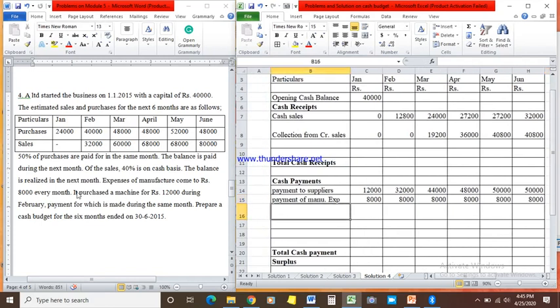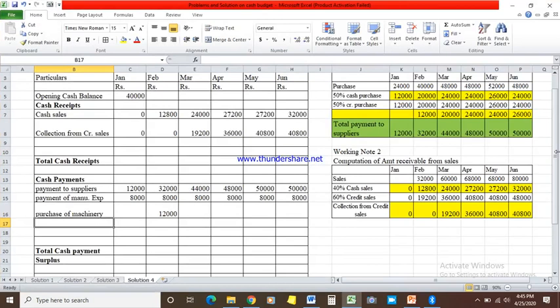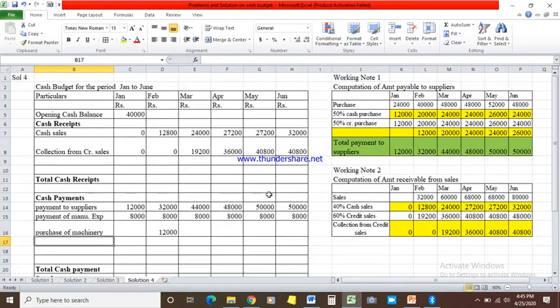Then the company is purchasing the machine for 12,000 during February, and the payment also is going to be made during the same month. So I'll write here purchase of machinery in the month of February by paying 12,000. So it's a capital expenditure kind of a thing. So having done all these things, now the next task is just to do the balancing every month and find out the closing balance.